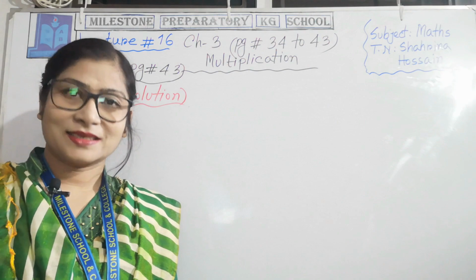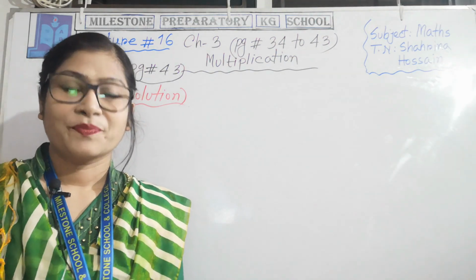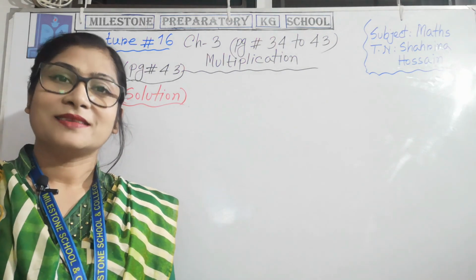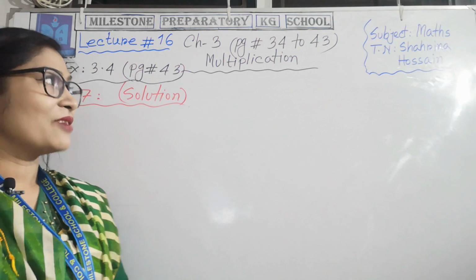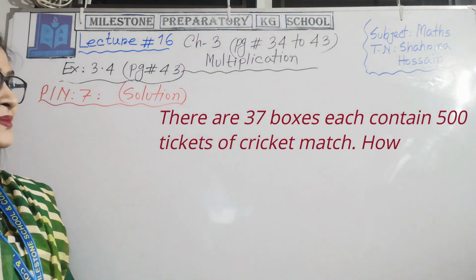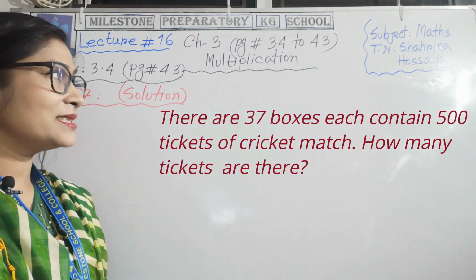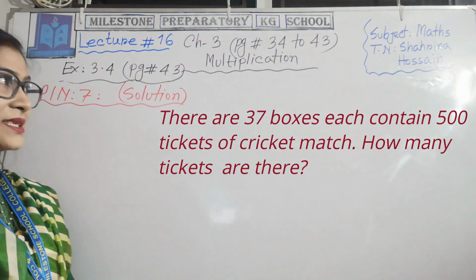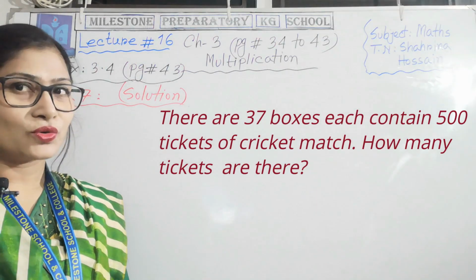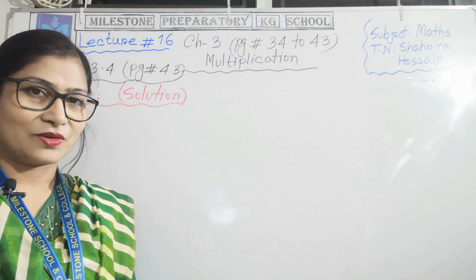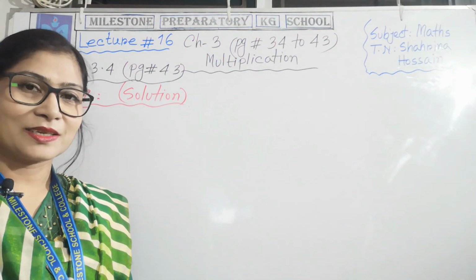This is the statement math. At first see the question. Open your book, read by yourself. There are 37 boxes. Each box contains 500 tickets of a cricket match. How many tickets in total? We will find this answer. Okay, now let's come. How can we arrange the statement?